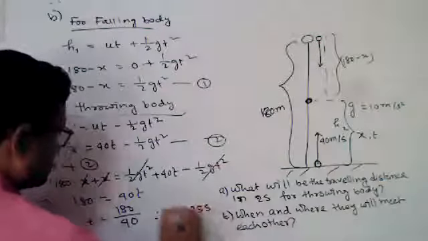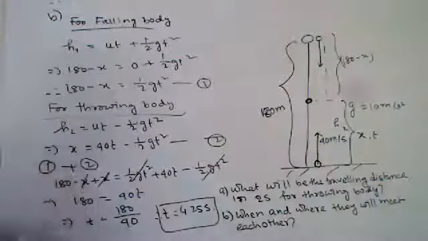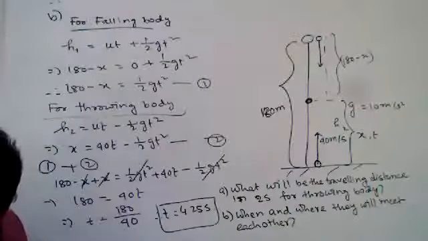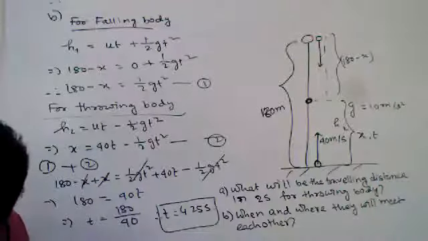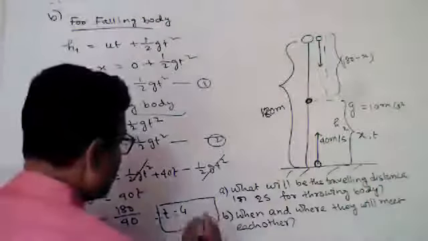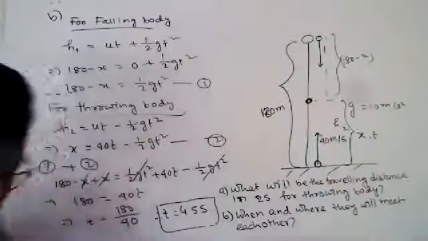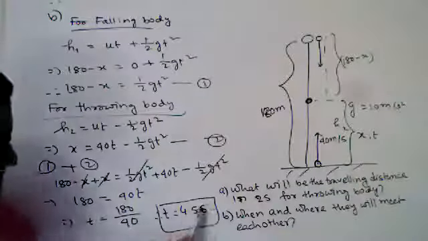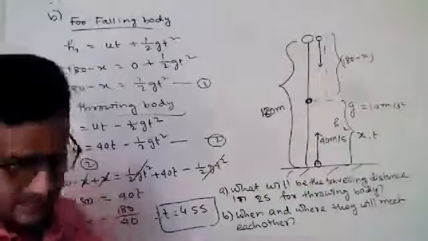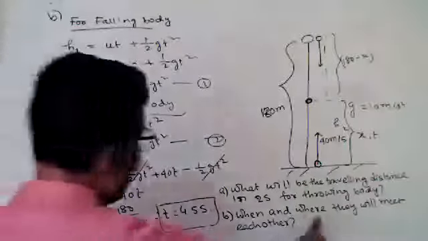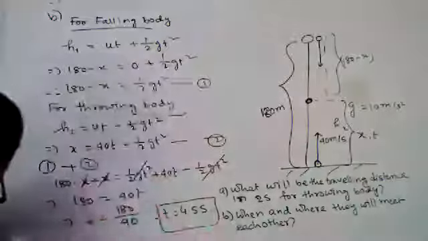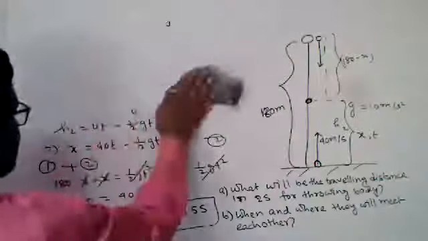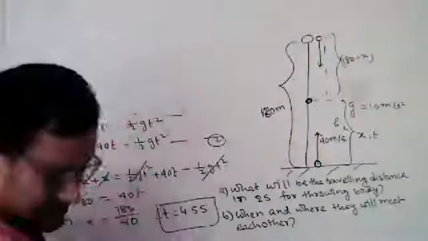So here t equals 4.25 seconds. Okay, 18 by 4, it will be 4.5, sorry. It will be 4.5 seconds. So after 4.5 seconds, they will meet each other. First question, when, is answered. So next one, where will they meet each other.